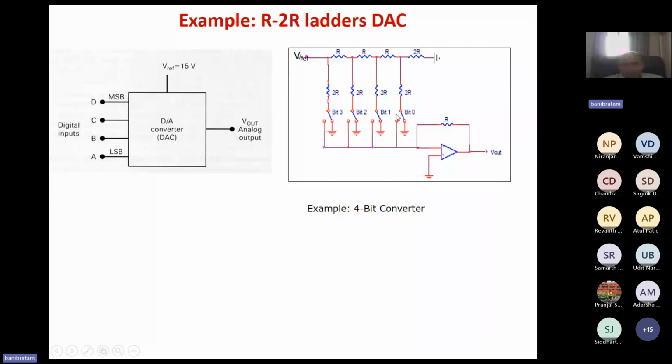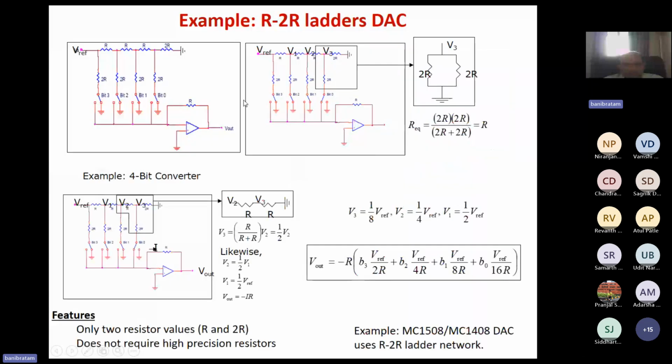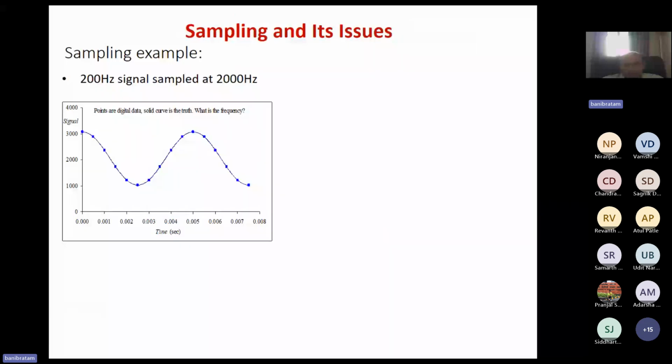So depending on that, it will again be dictated by the bit condition. Is it 0 or 1? If the bit is 0, it will be connected to the ground. If the bit is 1, then it will be connected to this inverting terminal. Likewise, we have derived its expressions in detail, and this is the typical output expression for this particular R2R ladder network based DAC. Right. So till this we have discussed in the last class.